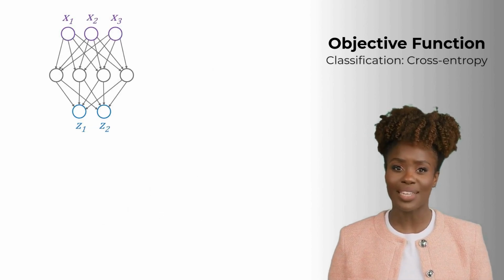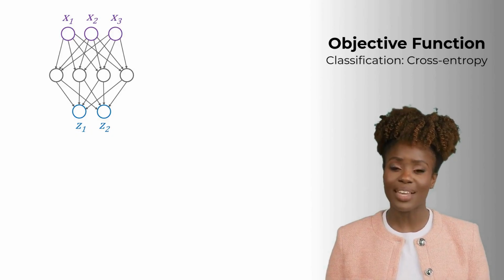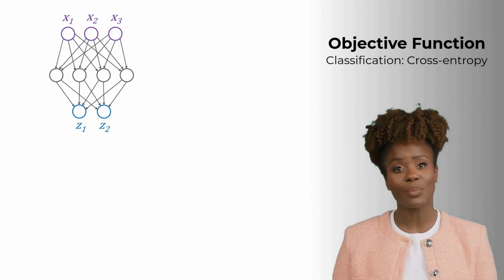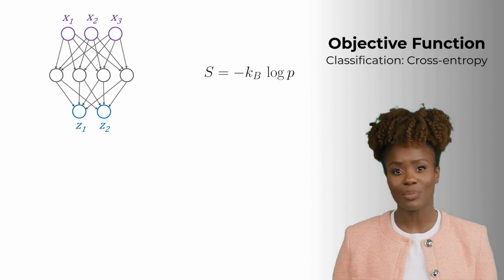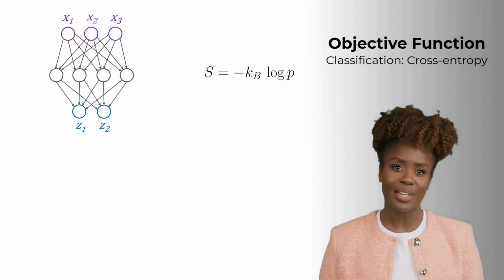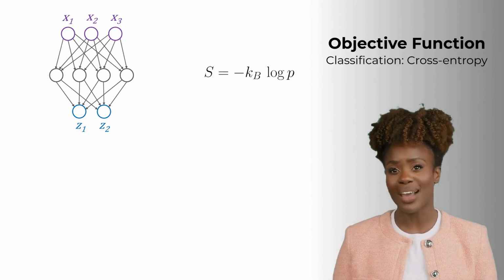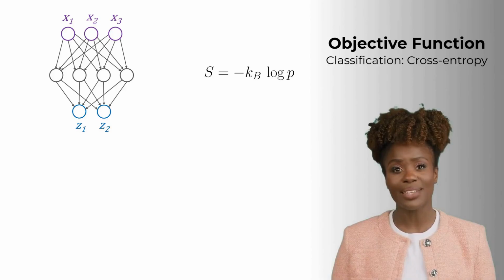Training a classification network is a bit more involved. Let us first make a short stop in statistical mechanics and information theory. This line defines entropy in Boltzmann flavor. If a system has n equally possible configuration states, the probability P is 1 over n, and entropy S is minus the Boltzmann constant times log P.